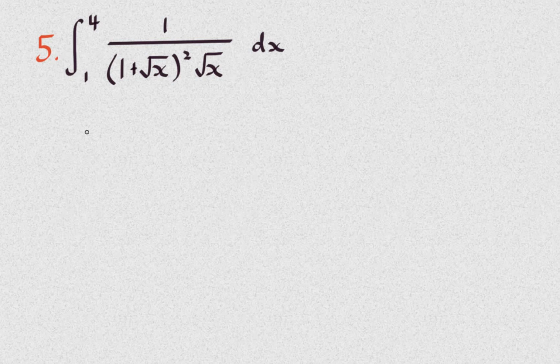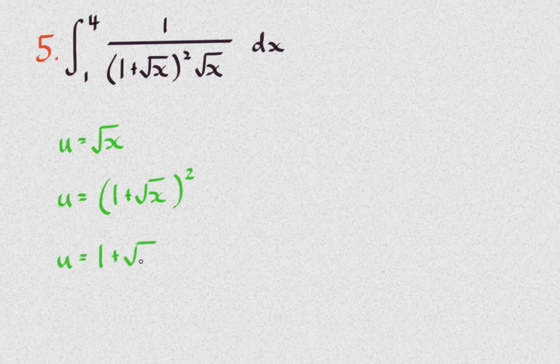So I've got a few potential options for our substitution. We might like u to simply equal root x, potentially. That's one that you might like to try. It works out okay. You might also think about u being (1 plus root x) all squared, but that's not so nice. The one we're going to go with is u just equal to 1 plus root x. So let's use this substitution.